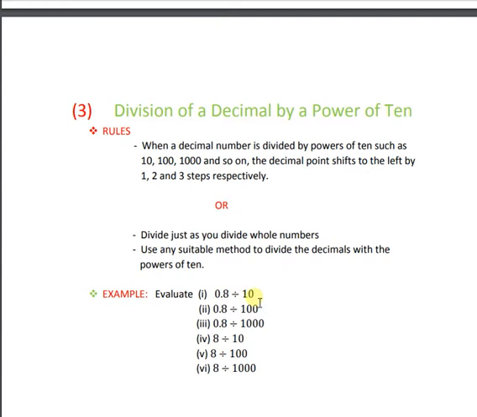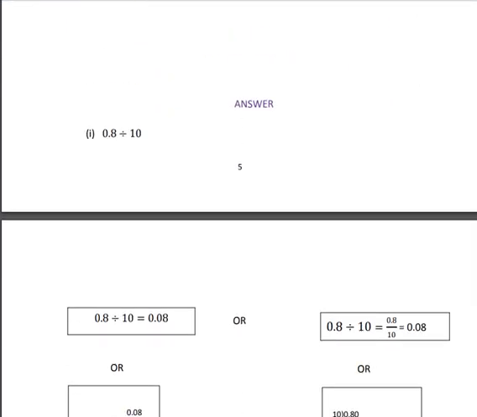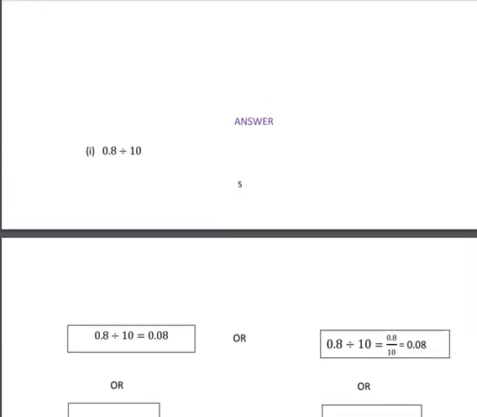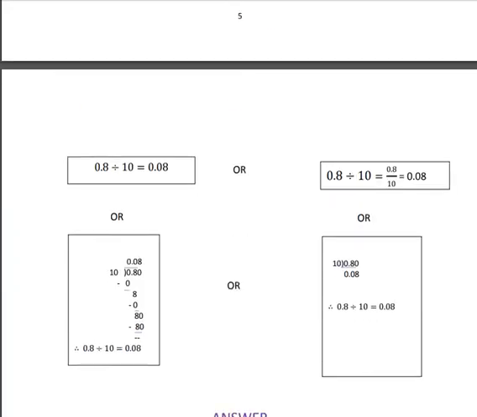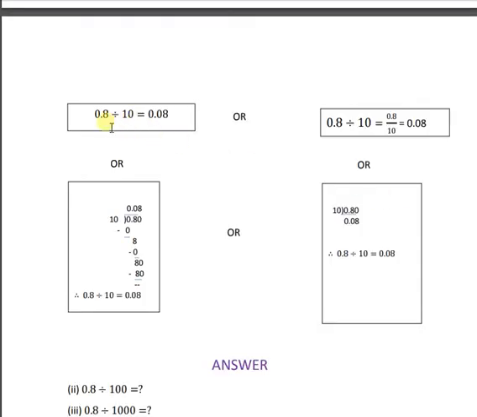So in this case, you'll move the dot one step towards the left, and it is going to be 0.08. This one, you'll move the dot 2 steps towards this side, it is going to be 0.008. Same applies to the other divisions that we have here. So let us look at how this is done. Take this example here, that is 0.8 divided by 10. Looking up here, you can use all three methods.